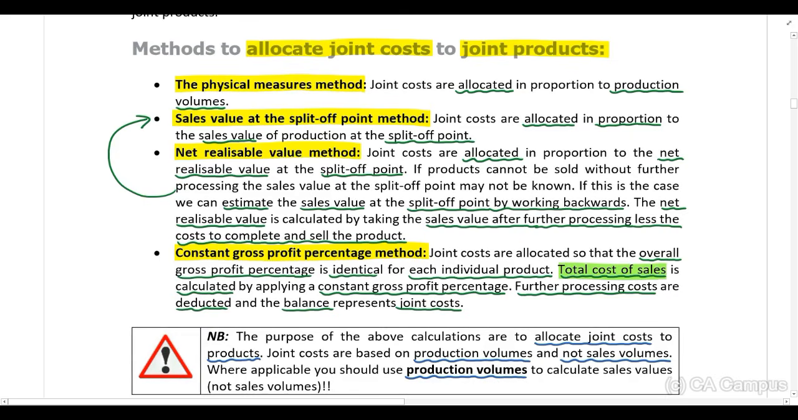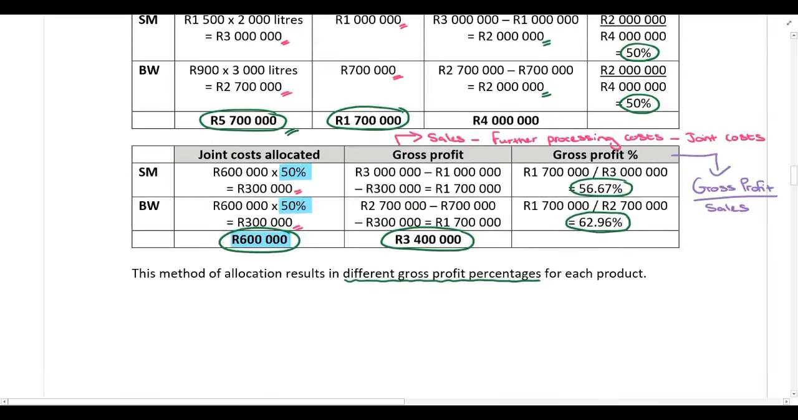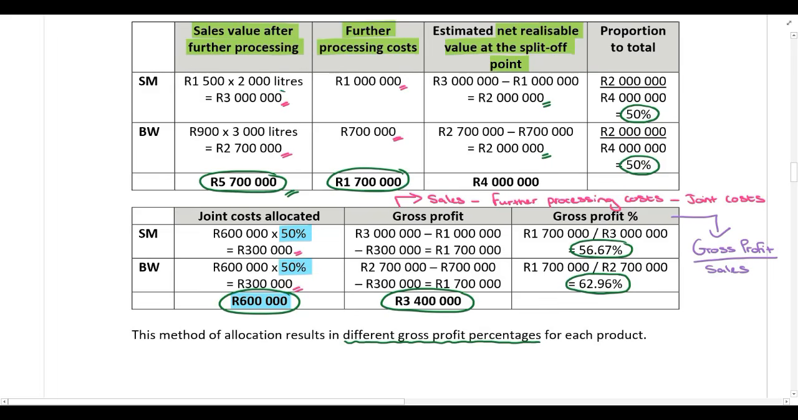All right. Then, if you look at your lecture notes, the lecture notes say, first we need to calculate total cost of sales by applying a constant gross profit percentage. So let's calculate total cost of sales. In the first column, I obviously just have the sales value because we need the sales value in order to calculate total cost of sales. So the sales value just comes from the previous example where it was calculated. There's your sales value for SM and the sales value for BW.